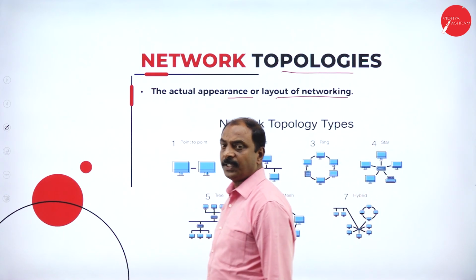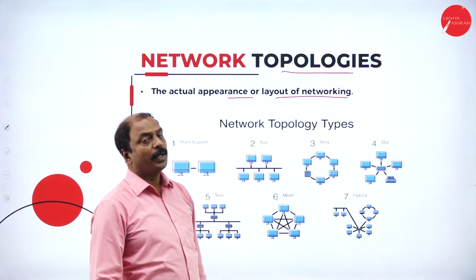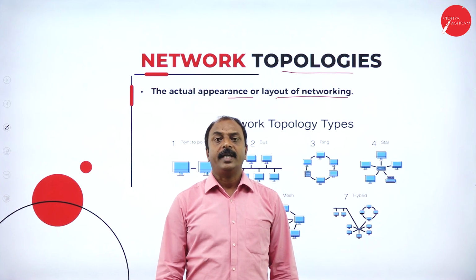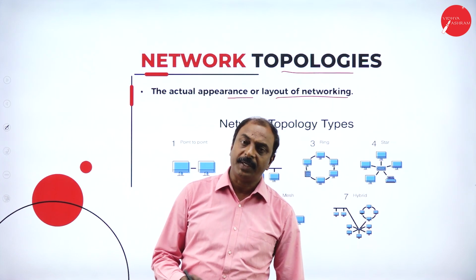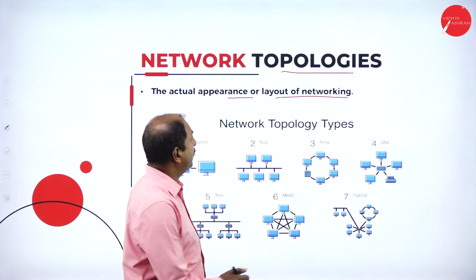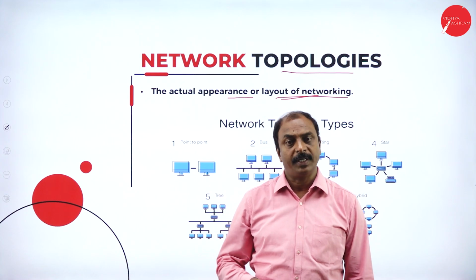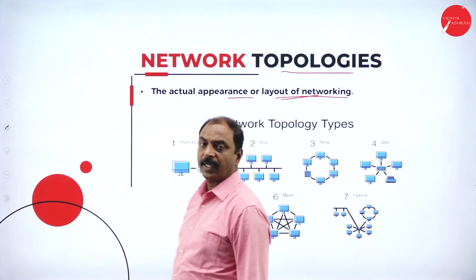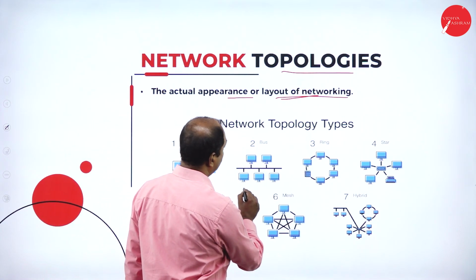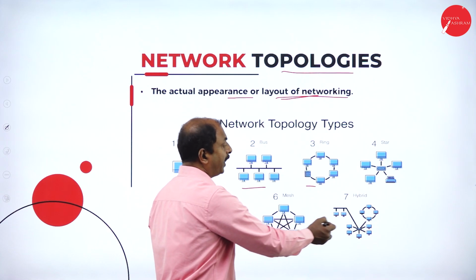This is the definition: connecting the different computers in the form of a network is called network topology. The meaning here is, suppose we have n number of computers and we want to form a network, we need to follow these topologies. The topology says what the layout of networking is, or how the computers have to be connected in a computer network. If you look at the diagram here, we can have different types of topologies: point-to-point, bus topology, ring topology, star topology, tree topology, mesh and hybrid topology.